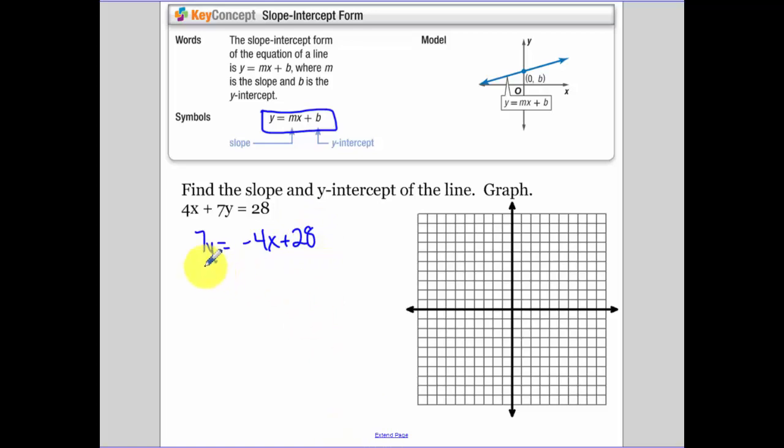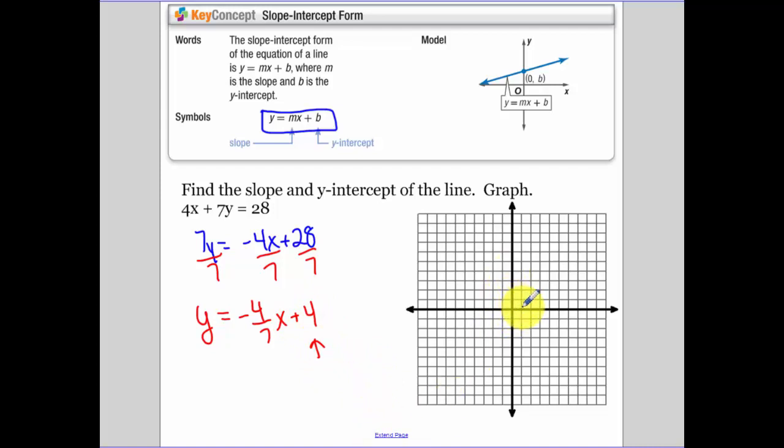Now what I need to do is I need to isolate the y, so I need to divide each and every term by a 7. So we get this. And leave the slope as a fraction. Okay, my y-intercept is 4.